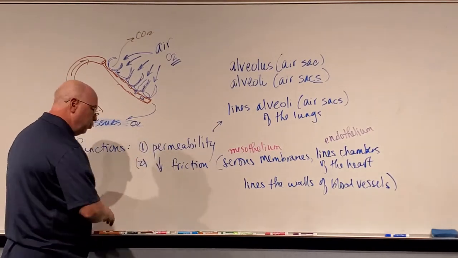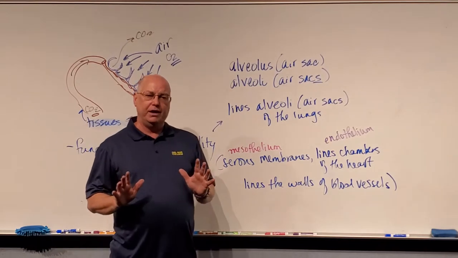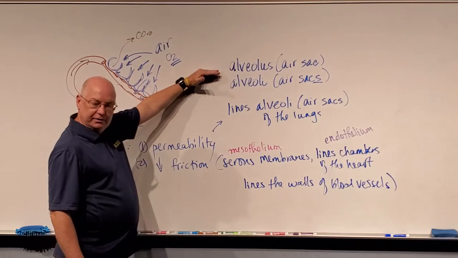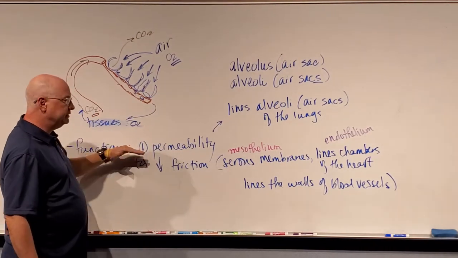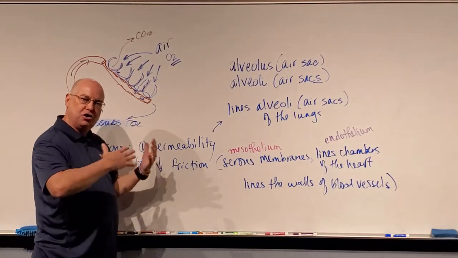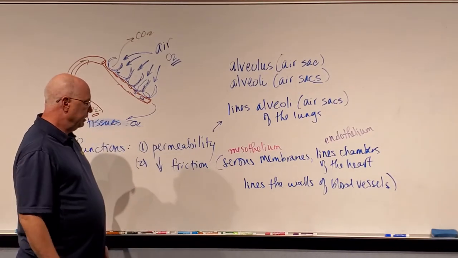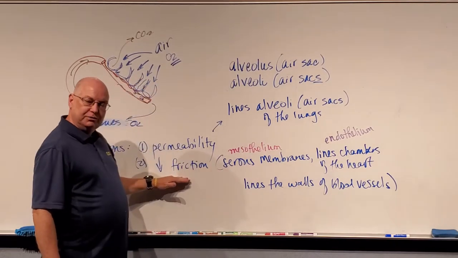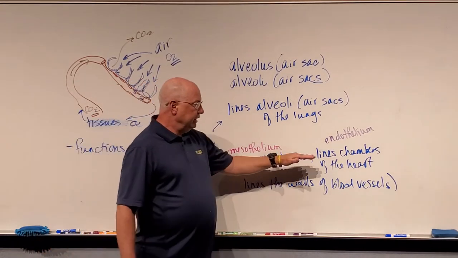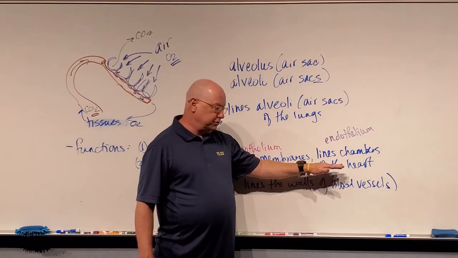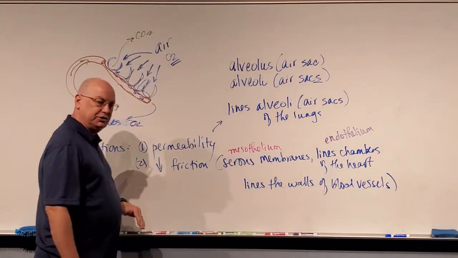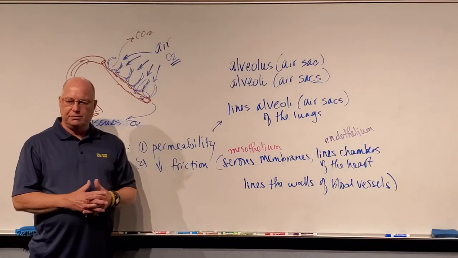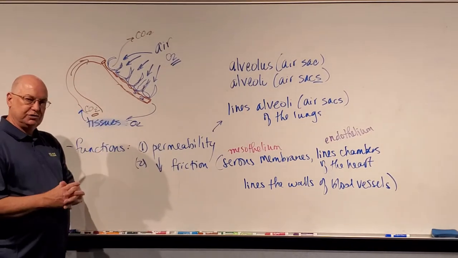So we are done with simple squamous epithelium for now. You need to know the locations. It's found lining the alveoli of the lungs, or the air sacs, for permeability, to allow the gases, oxygen and carbon dioxide, to permeate. It is found in the serous membranes to reduce friction between the organs and the cavity walls. It is found lining the blood vessels and our heart to reduce friction, okay? Those are the major areas that we find simple squamous epithelium. Those are the functions. Got it?